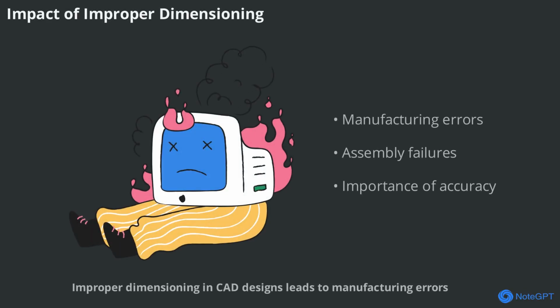Improper dimensioning in CAD designs leads to manufacturing errors, assembly failures, and costly rework. Overdimensioning creates conflicting tolerances, while underdimensioning leaves gaps in information. Real-world examples like the Mars Climate Orbiter loss highlight the importance of accurate data. Proper dimensioning ensures parts fit and function as intended, safeguarding quality and reliability.